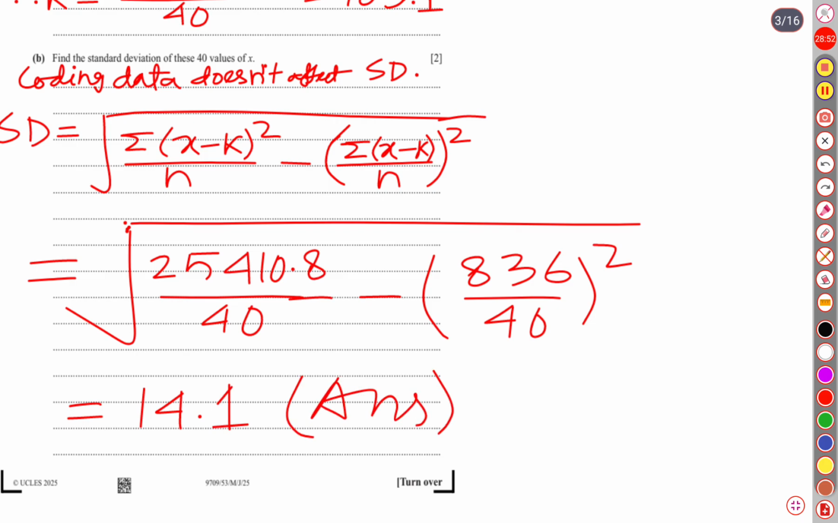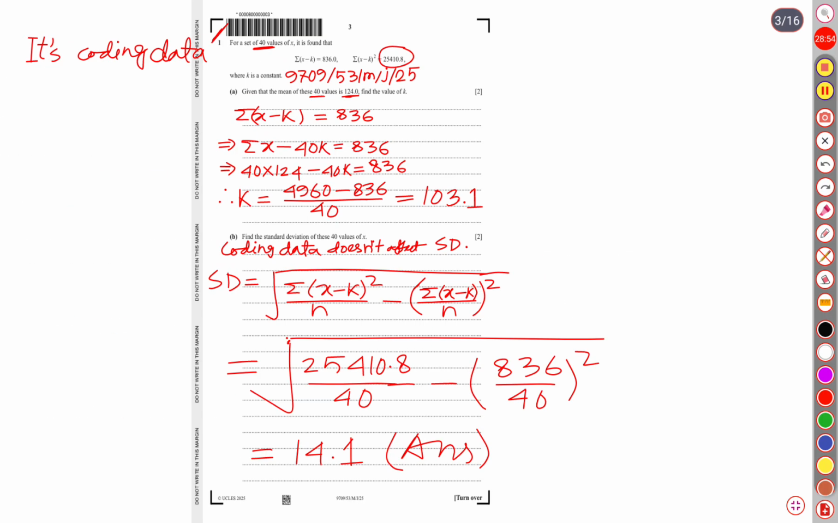That for the mean value we will have to consider coding data, but for standard deviation and variance the coding data doesn't affect this. That's why we simply apply the formula. Let's see the next question.